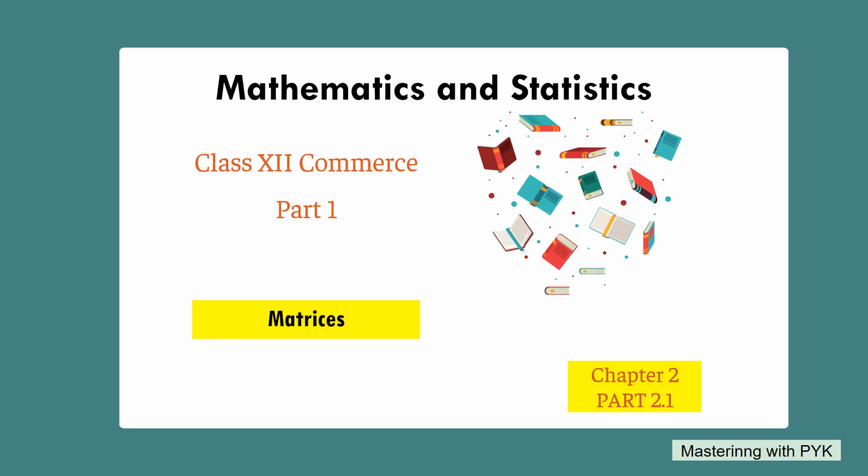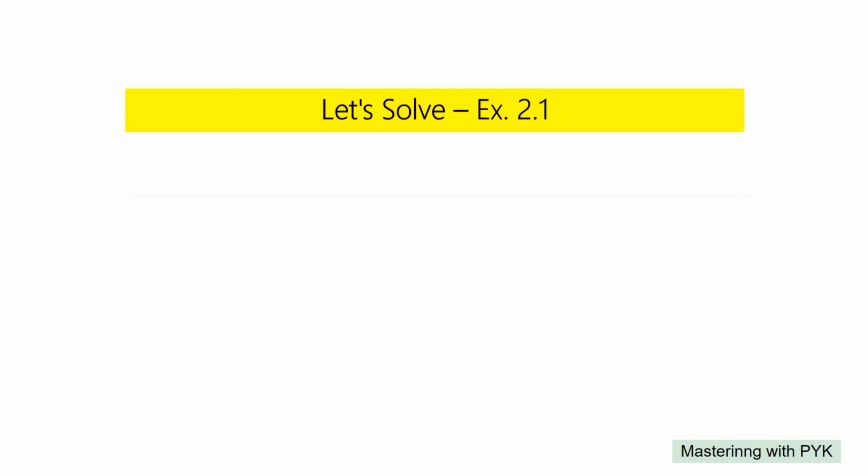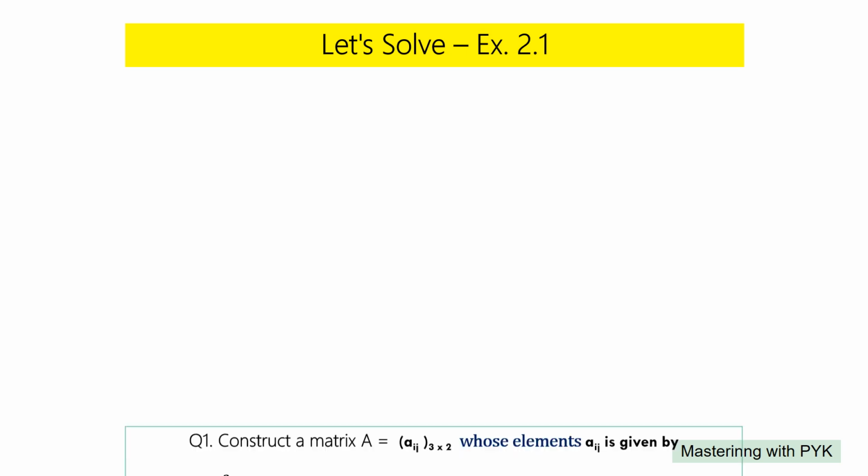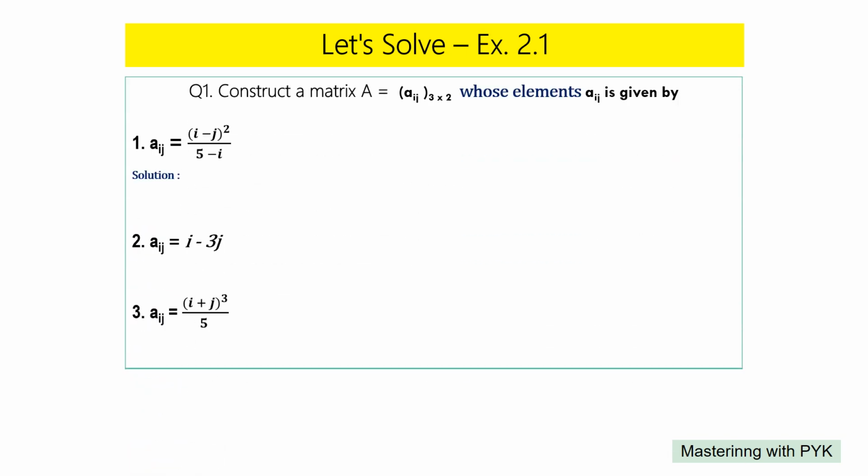In this series, we'll talk about Exercise 2.1 and revise the concepts we learnt in the previous part, that is Part 2.0. So let's start Exercise 2.1, Question 1. We have to construct a matrix A, such that Aij is of order 3 cross 2.